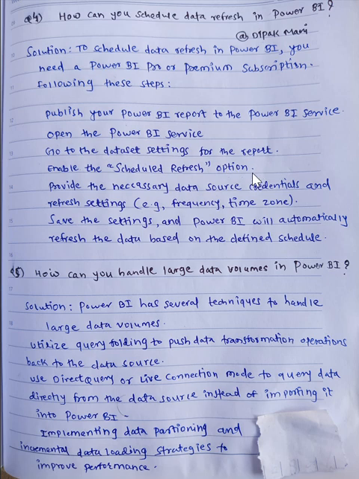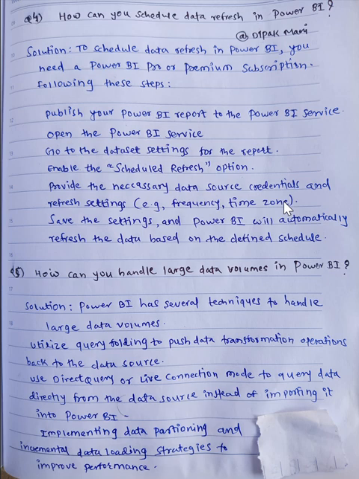You know that once we publish our reports into the Power BI service, at that time there are two options we can see, like report or datasets. So here is the dataset settings for the report. We are going for the dataset settings, right? Next, enable the schedule refresh options. Provide the necessary data sources, credentials, and refresh settings, frequency, time zone.